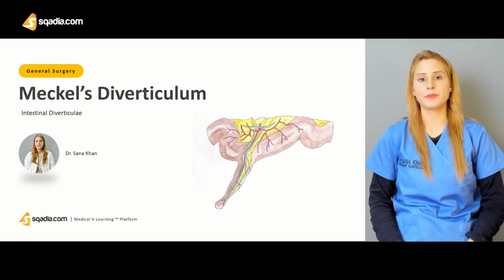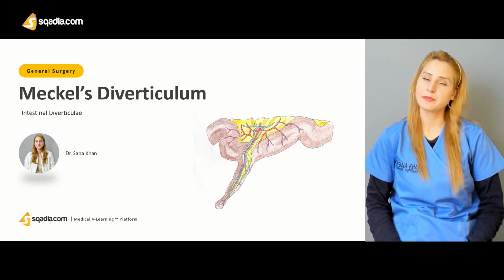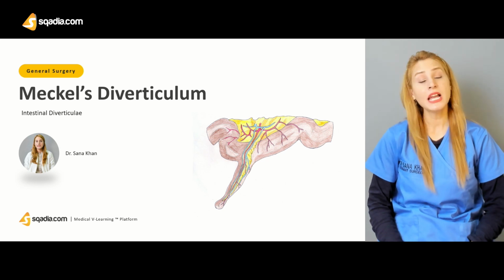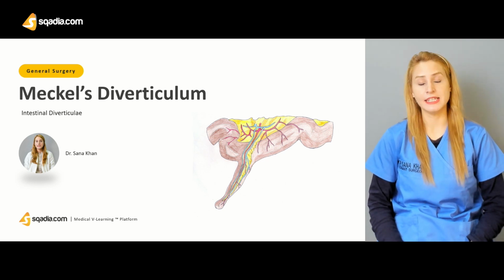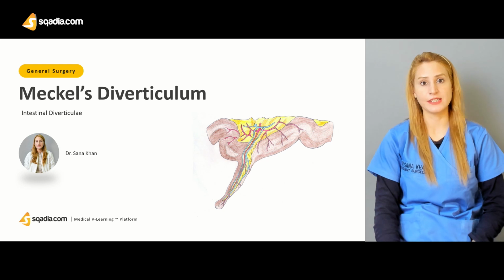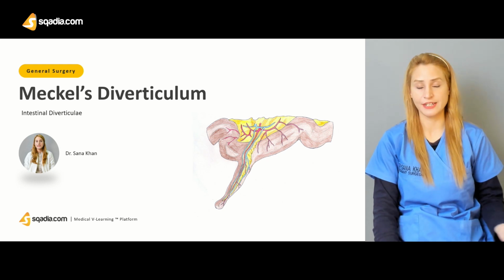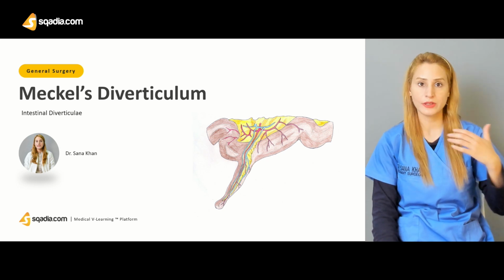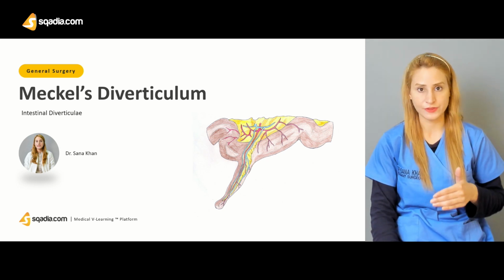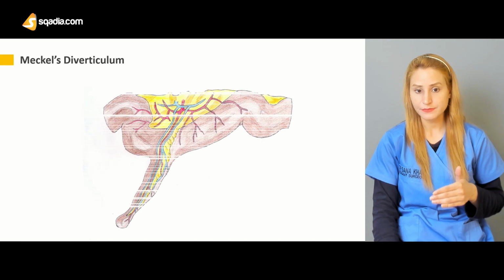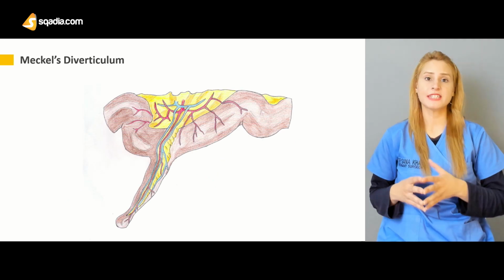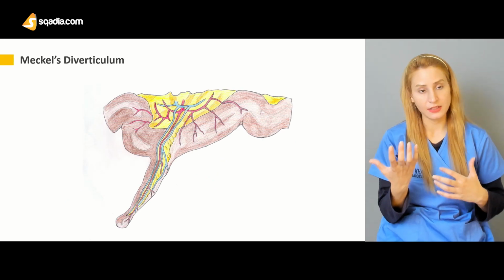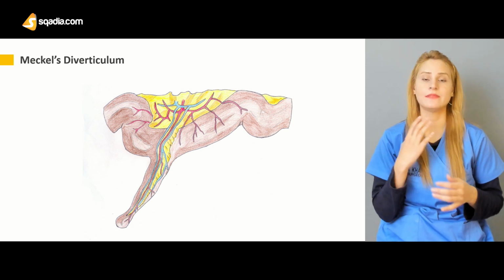Okay, so we already talked a little bit about the congenital diverticulum. Meckel's is a type of congenital diverticulum. That means it comprises all three layers, all three coats of the intestinal wall. Now, to know about Meckel's diverticulum, you have to go back to the embryology.